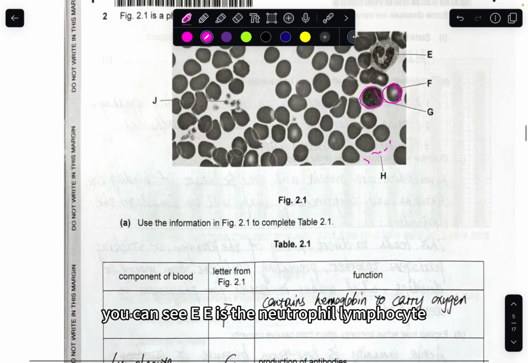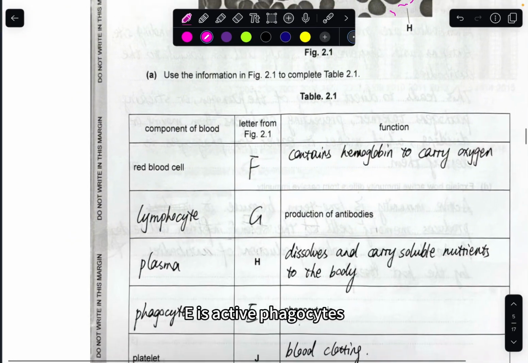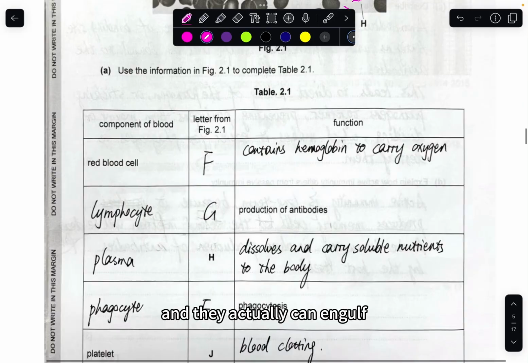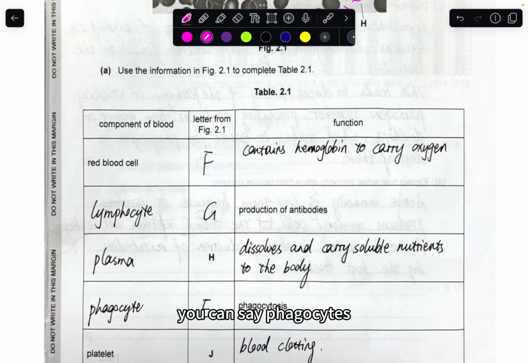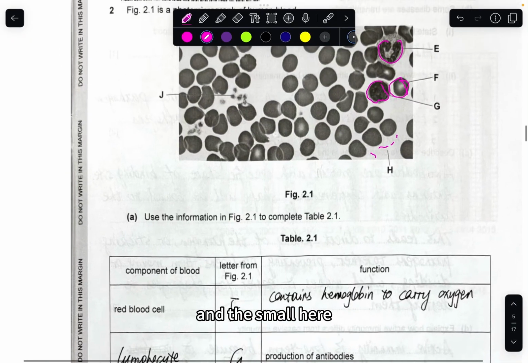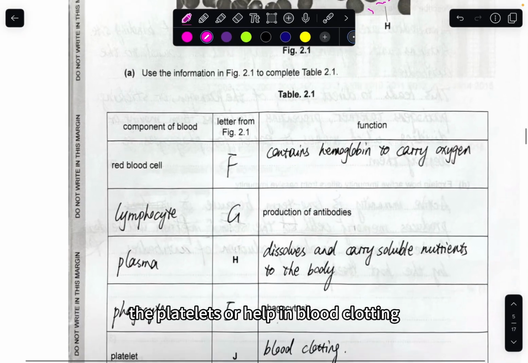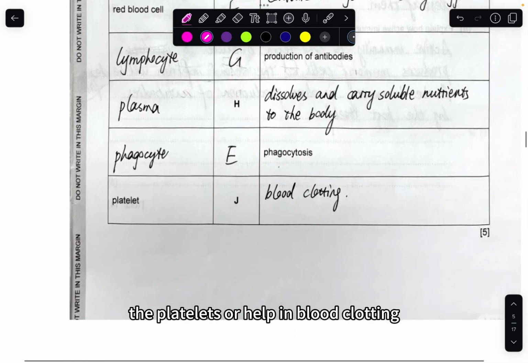You can see E is the neutrophil, actually phagocytes, and they can engulf, phagocytosis. Their function is to attack the pathogens and kill them. And the small ones here, they call platelets. The platelets help in blood clotting.